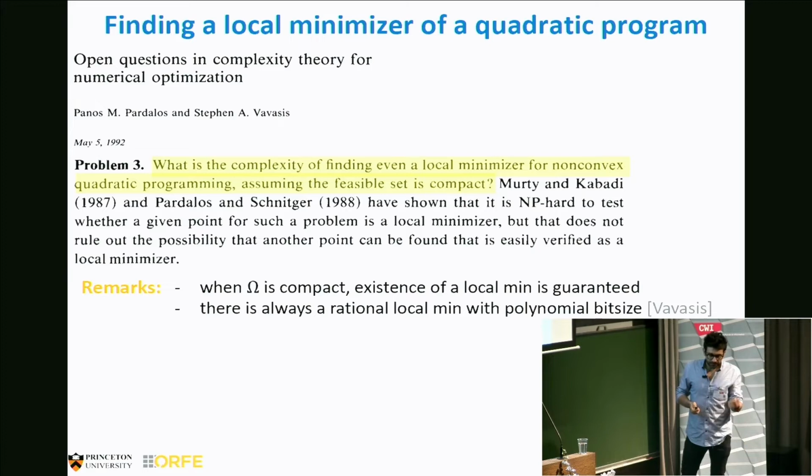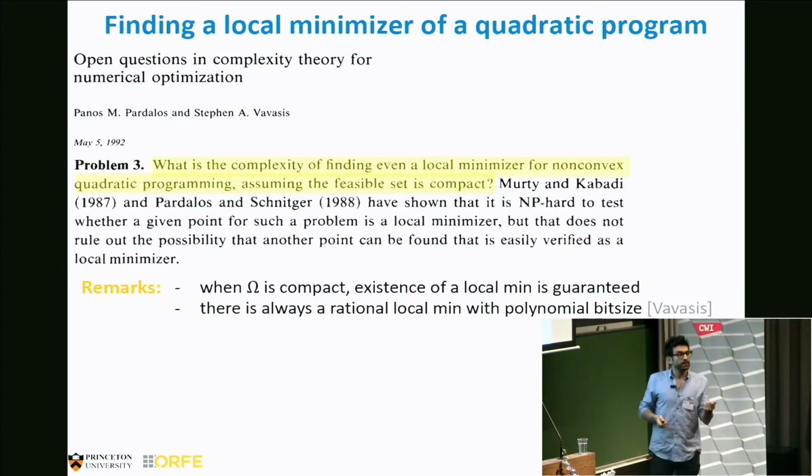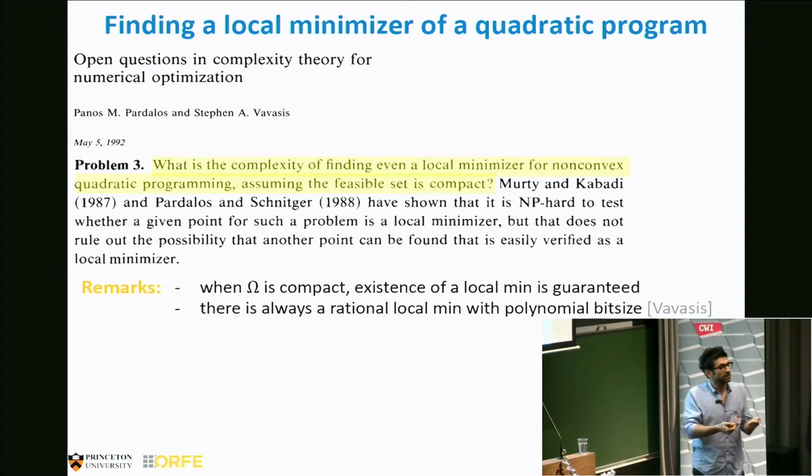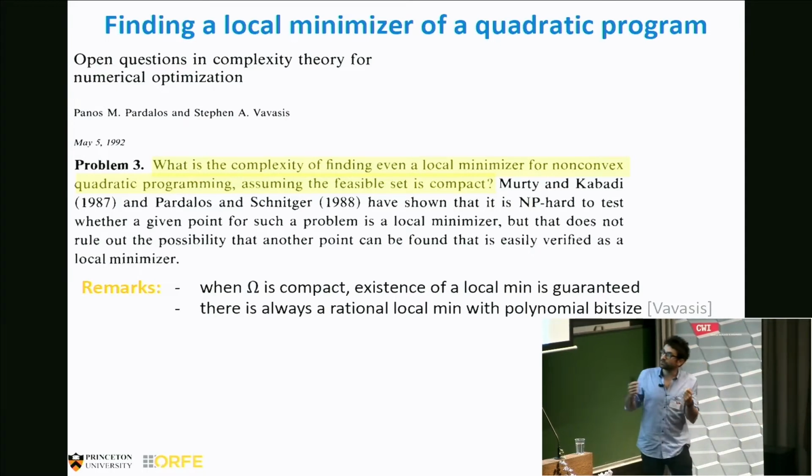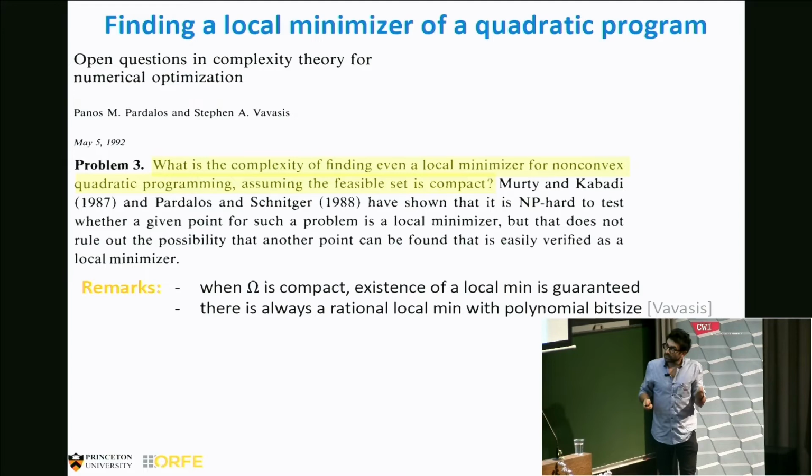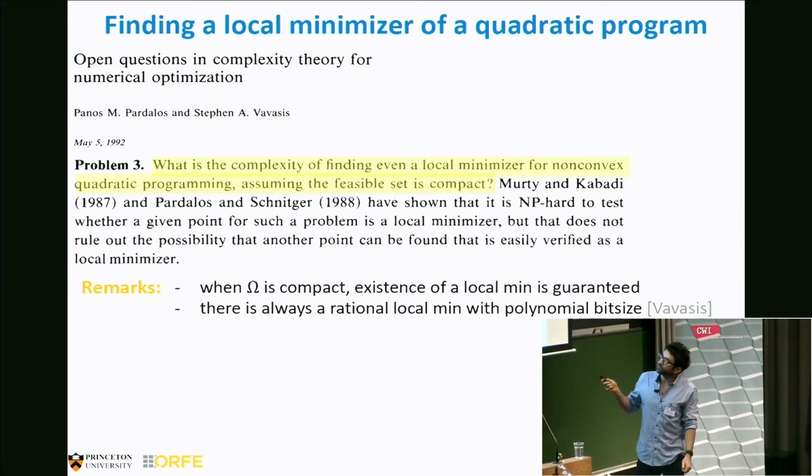And then if your algorithm wants to find this local min, maybe the first question you need to ask is, will this local min have a small representation for me to return? What if local minima are irrational, for instance, or have large bit sizes? Luckily, this is not the case. It was known already by Vavasis that if you have a QP, there is always a local min, in particular a global min, which is rational and has polynomial bit size.